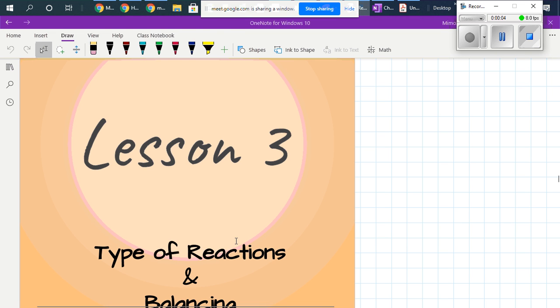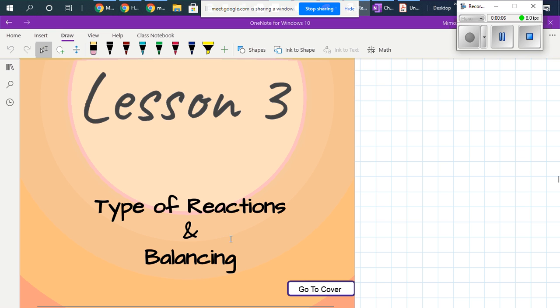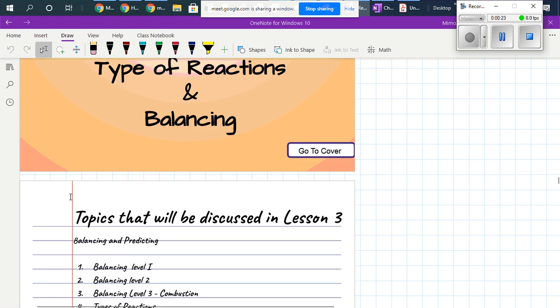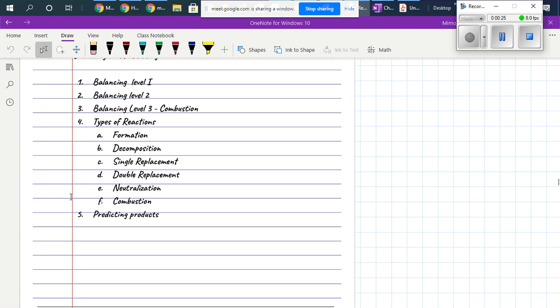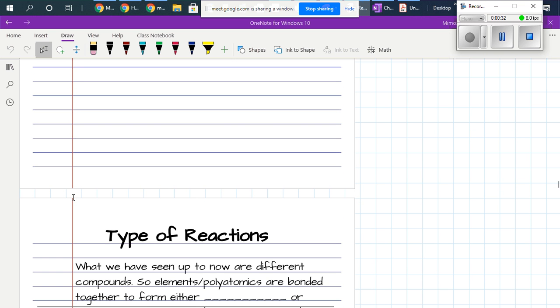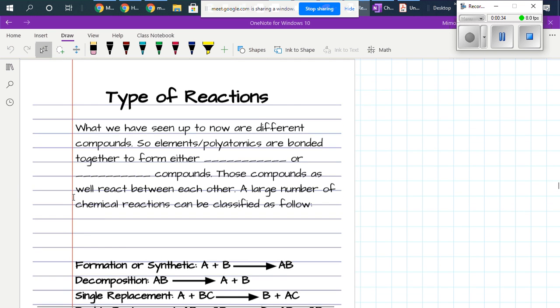Today we will talk about the types of reaction and balancing chemical reactions. When we talk about the types of reaction, we will even discuss the predicted products that we can expect from the different types of reactions. And we'll talk about different types of reactions and then balancing them, as well as predicting the reactions.